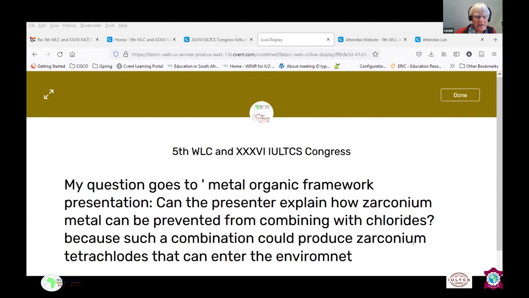The zirconium metal normally would combine with chlorides to make tetrachlorides, which could be an environmental problem. How do you stop the zirconium combining with chlorides?